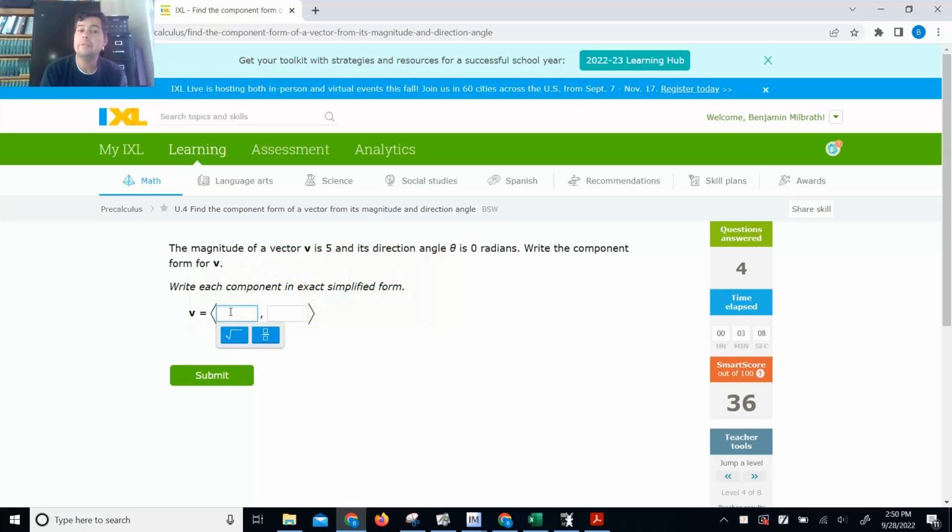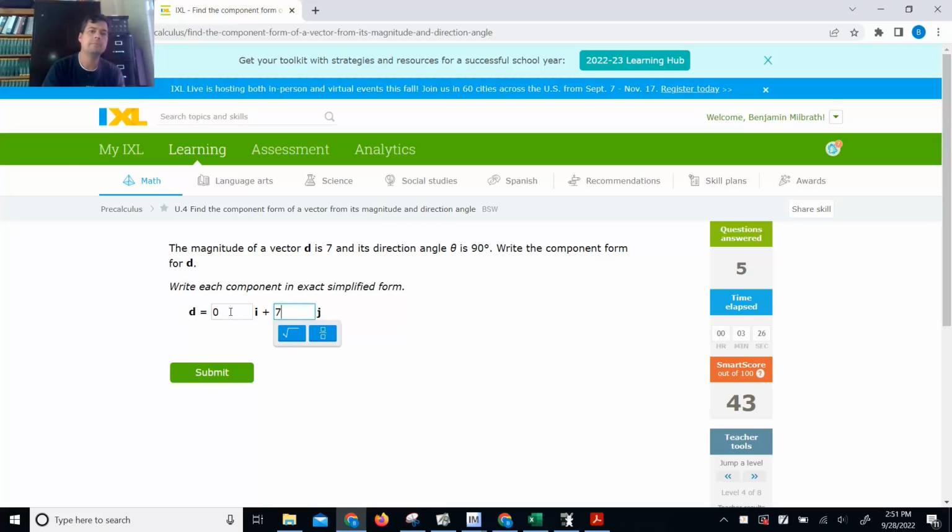The magnitude of a vector is 5 and its direction is 0. How many of these are they going to put in here? The magnitude is 7 and the direction angle is 90. That's straight up, isn't it? So 0, 7. Remember, oh, they went to this form, the component form, with i's and j's.